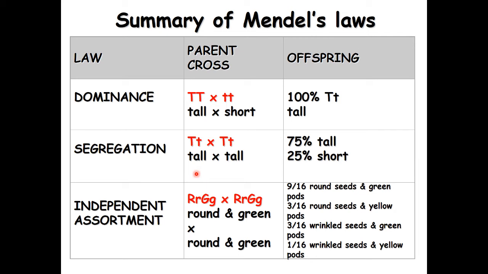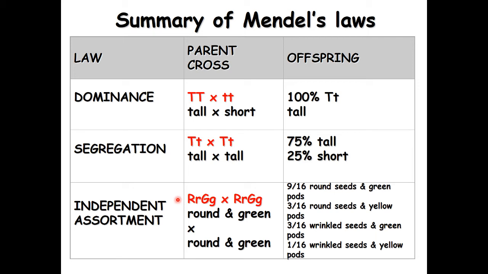Okay, here's the summary. What we learned this morning: we learned the law of dominance that helps you to predict, based on a genotype, what a phenotype will look like, right? And then we also learned the law of segregation, and that the law of segregation will give you the ratio of 3 to 1, 3 dominant to 1 recessive, and that also explains why the wrinkled seed disappears in the F1 generation.